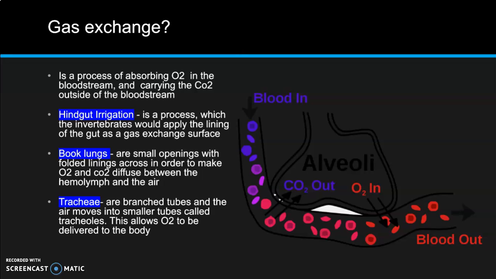If you think about it, the more active the organism is, the more oxygen it needs. Different invertebrates do not all require the same amount of oxygen; they vary in the amount they need in order to survive. And book lungs, I have to be honest with y'all, are more common in arachnids, like spiders.